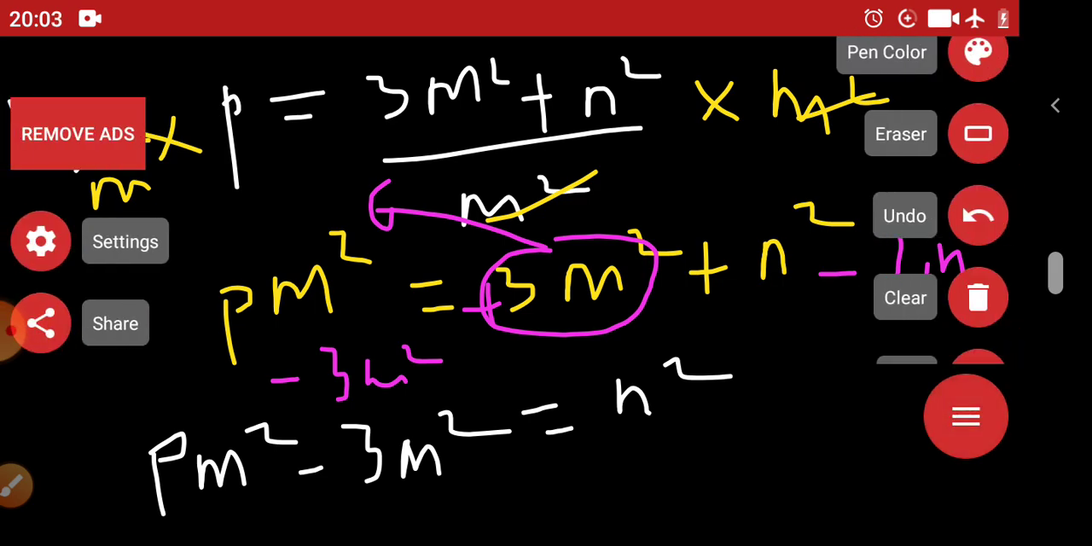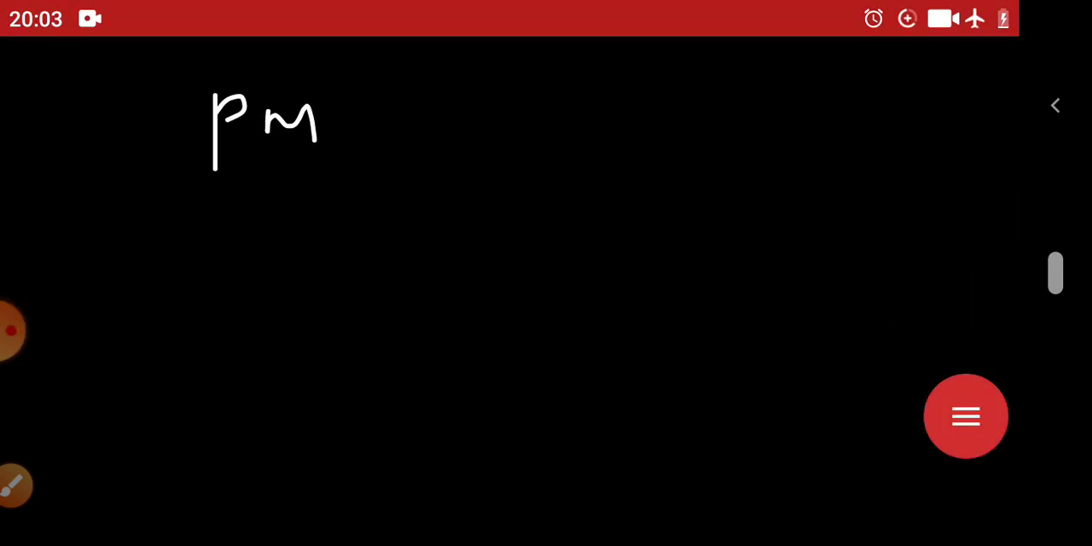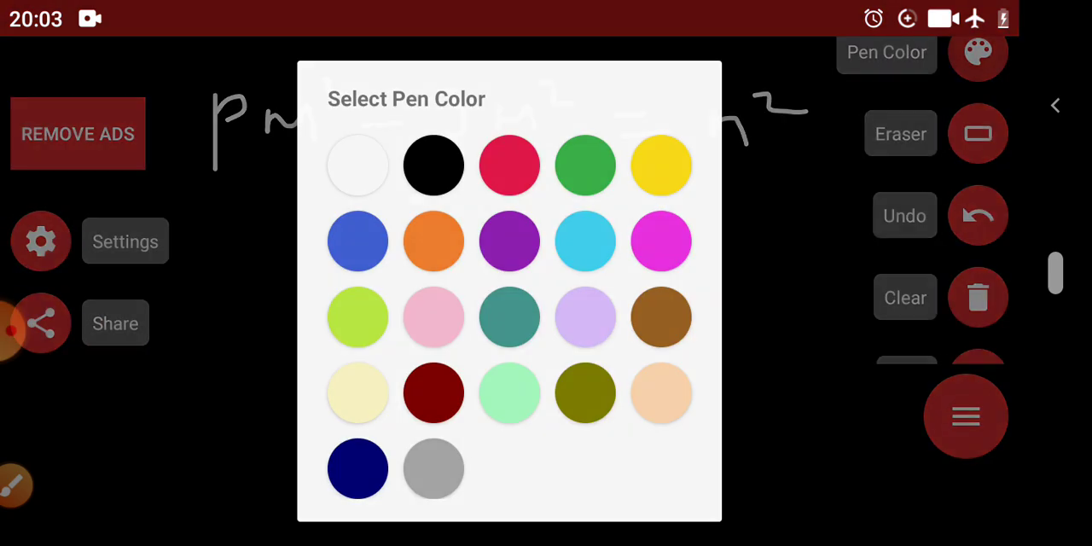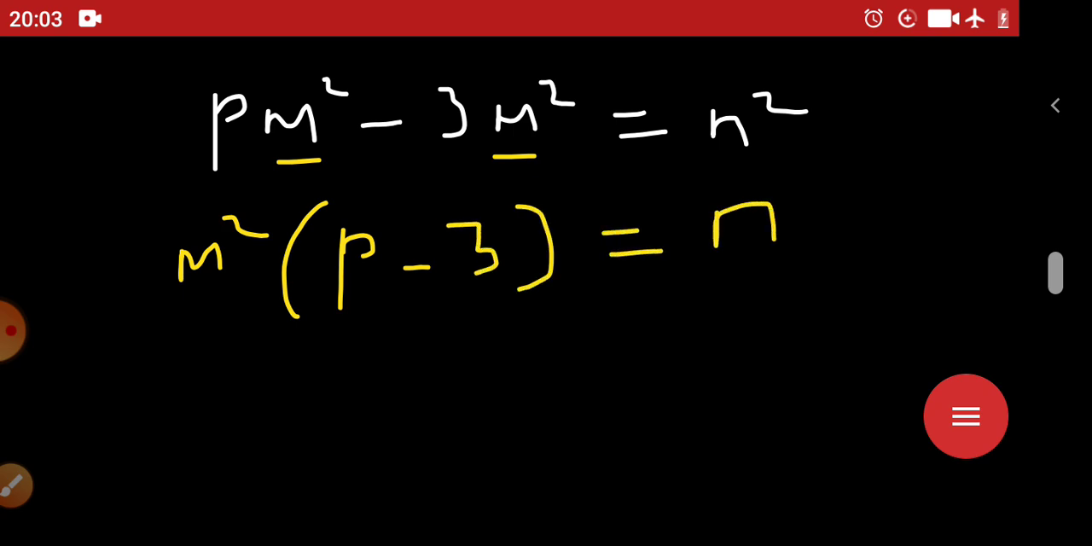So we have p m squared minus 3m squared, which is equal to n squared. You can see that we have m squared here and m squared here. How do we sort this? We need to factor out m squared. What will be left in the bracket will be p minus 3, and this whole thing is equal to n squared.